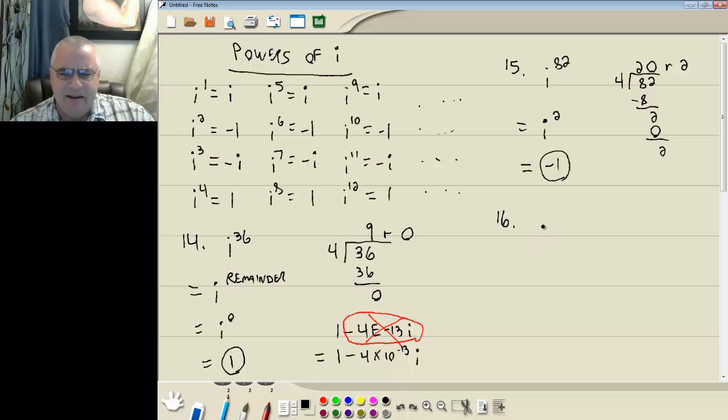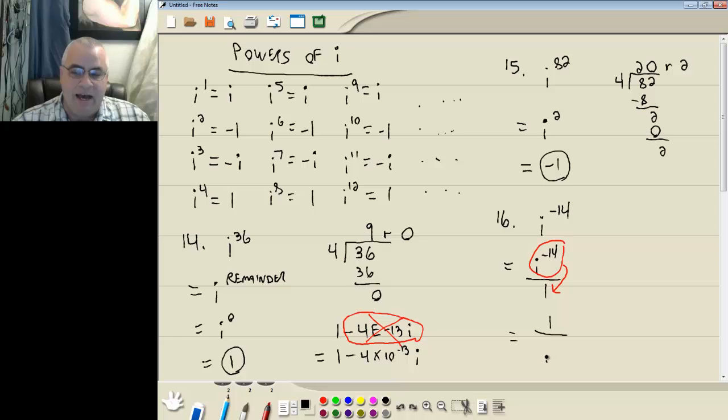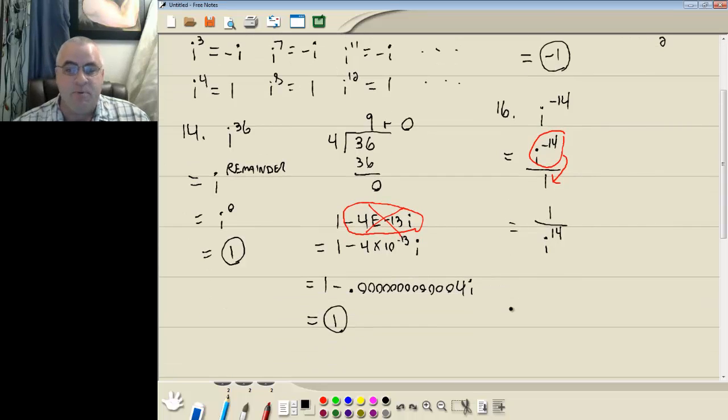Now this one, we got i to the negative 14. Remember, we don't want negative exponents, so let's handle that first. And I can always create a fraction by putting it over 1. Remember how we get rid of negative exponents. You take the part with the negative exponent opposite of where it's at in a fraction. So this i to the negative 14 I'll take down to the denominator. And it becomes i to the positive 14. When you take anything opposite of where it's at in a fraction, the sign of the exponent changes.